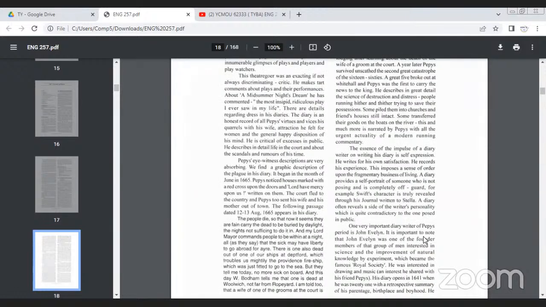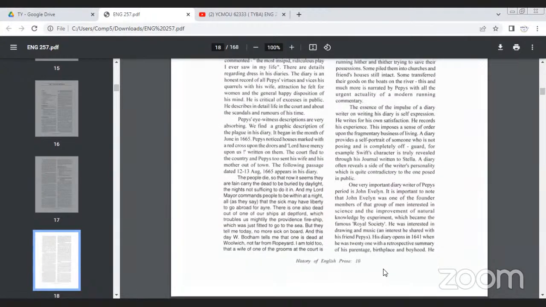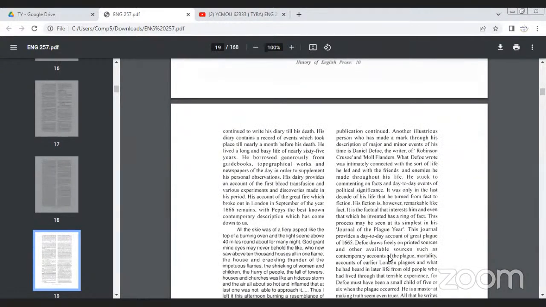One very important diary writer of Pepys's period is John Evelyn. It is important to note that John Evelyn was one of the founder members of that group of men interested in science and the improvement of natural knowledge by experiment, which became the famous Royal Society. He was interested in drawing and music, interests he shared with his friend Pepys. His diary opens in 1641 when he was 21 with a retrospective summary on his parentage, birthplace, and boyhood. He continued to write the diary till his death.